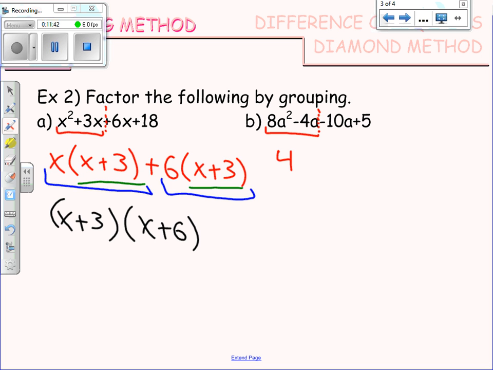When you take 8A squared and divide it by 4A, what are you left with? 2A. You divided an A out. When you took negative 4A and divided by 4A, what are you left with, Chloe? Negative 4A divided by 4A is negative 1.